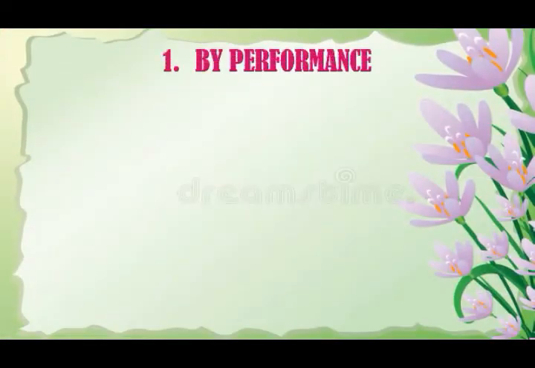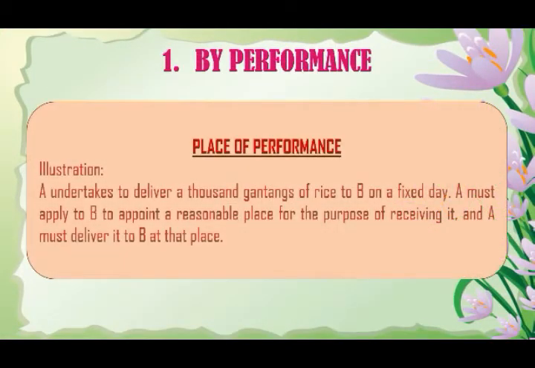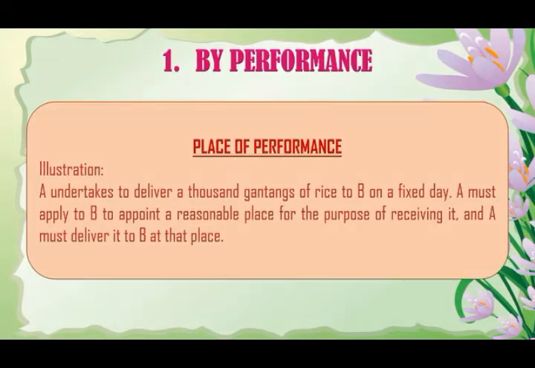Here is the illustration for place of performance. A undertakes to deliver 1,000 gantings of rice to B on a fixed day. A must apply to B to appoint a reasonable place for the purpose of receiving it, and A must deliver it to B at that place.